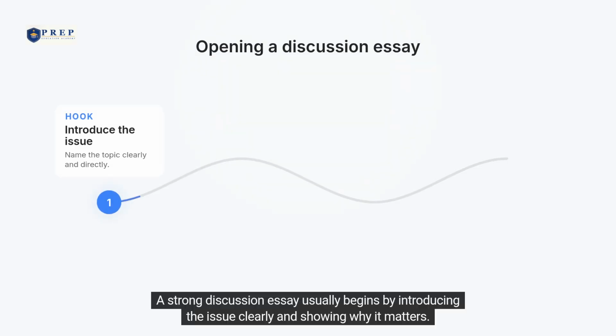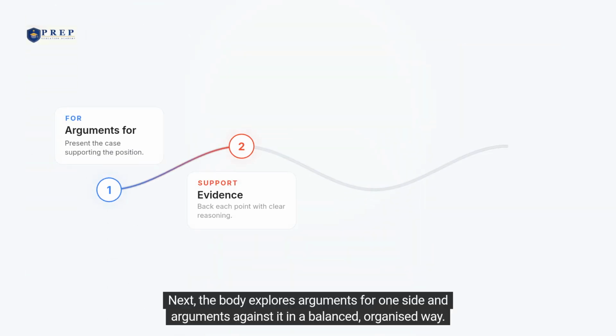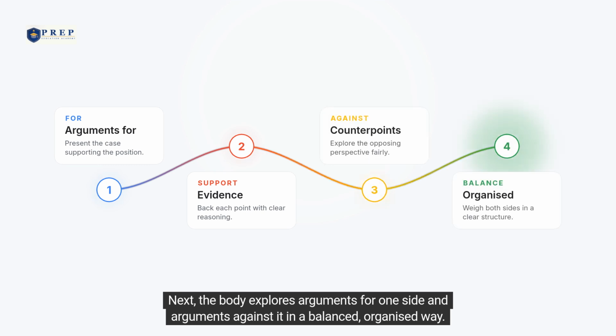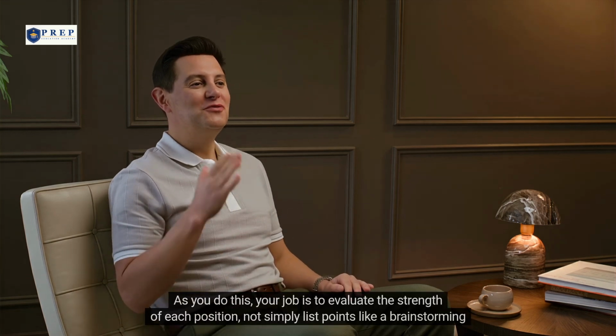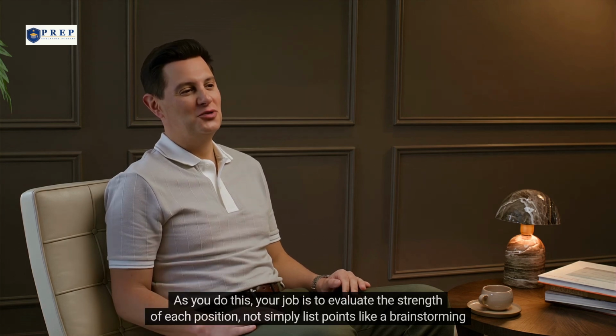A strong discussion essay usually begins by introducing the issue clearly and showing why it matters. Next, the body explores arguments for one side and arguments against it in a balanced, organized way. As you do this, your job is to evaluate the strength of each position, not simply list points like a brainstorming exercise.